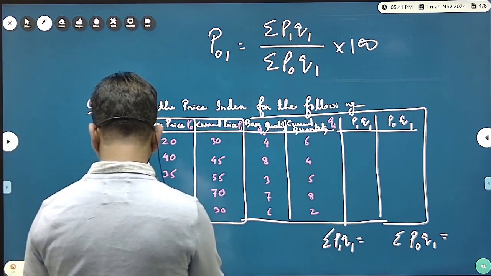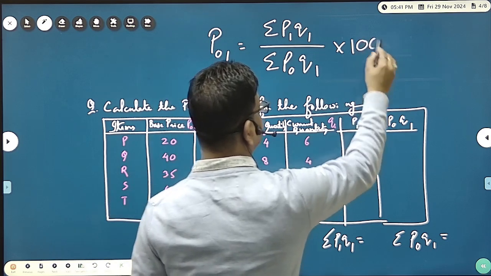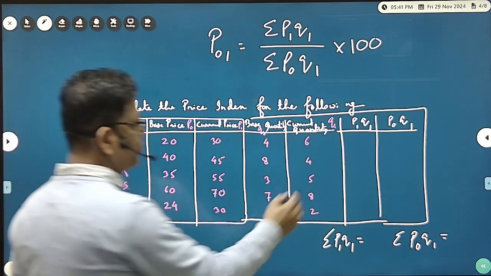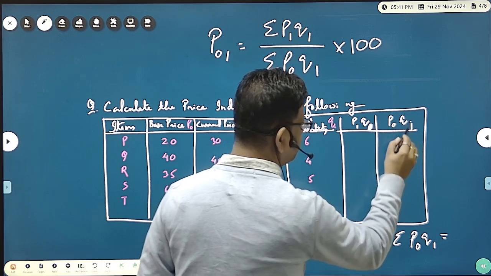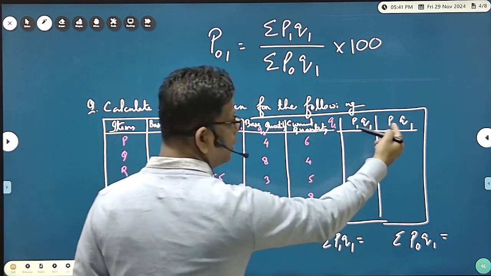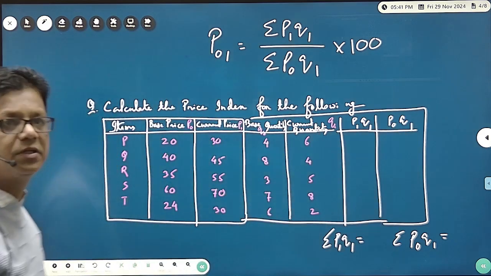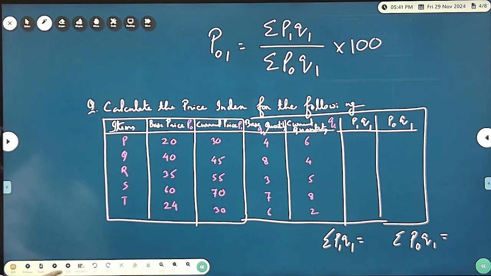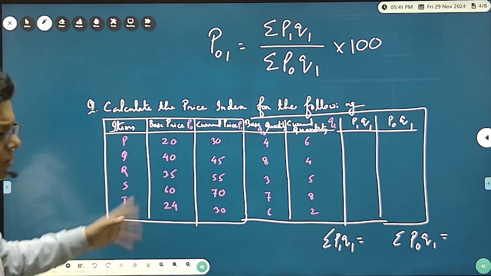The only difference is that we need to take the current quantity. Now I repeat, Laspeyres has taken the base quantity. Laspeyres was taking the base quantity, and now in Paasche's method we have to take the current quantity. That is the difference. I think you can do it easily. This is the summary. Yes or no? Now is it done? You can complete the calculation anyway.